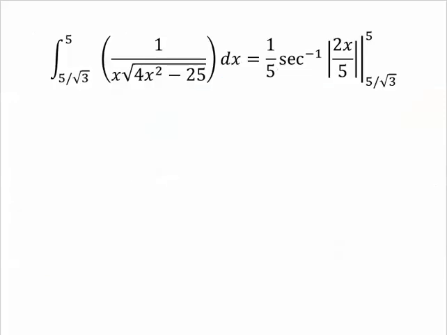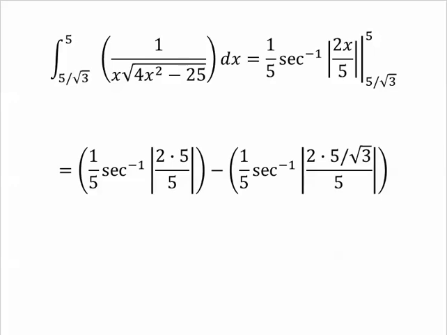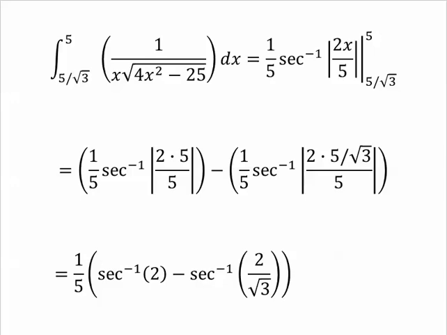So now that we've found the antiderivative, we need to evaluate. So evaluate at the top minus the evaluation at the bottom. Now simplify that. 2 times 5 over 5, that's just equal to 2. And then simplify the other quotient as well. I also got rid of the absolute values because 2 is positive and 2 over radical 3 is positive.